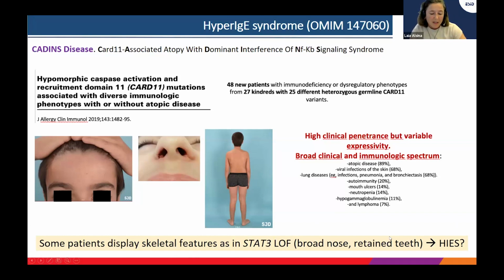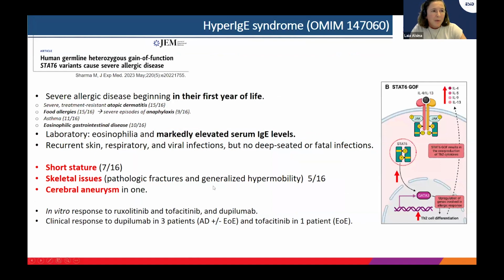And so this is why, even if it's a TCR signaling problem and not a specific cytokine signaling problem, they should be included in the hyper IgE spectrum of disorders. Then we have STAT3 gain of function variants. I will not extend, because of course that talk will be explained later on.